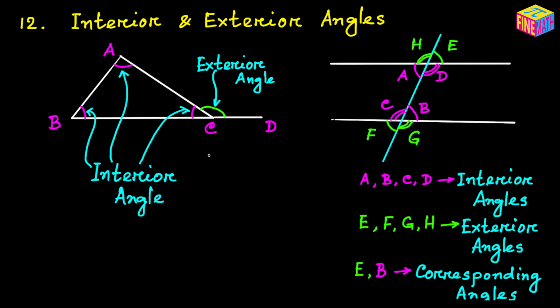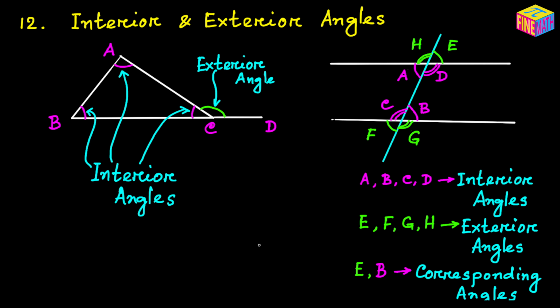Now you see the angles which are inside the triangle, like the angle A, angle B, and angle C, because they are inside the triangle, they are called interior angles. And then the angle which is outside, which is the angle ACD or DCA, that angle will be called an exterior angle because in this context, that angle is outside the triangle. It is not inside the triangle, it is outside the triangle, so it will be called an exterior angle. And the angles that are inside, they are called interior angles.